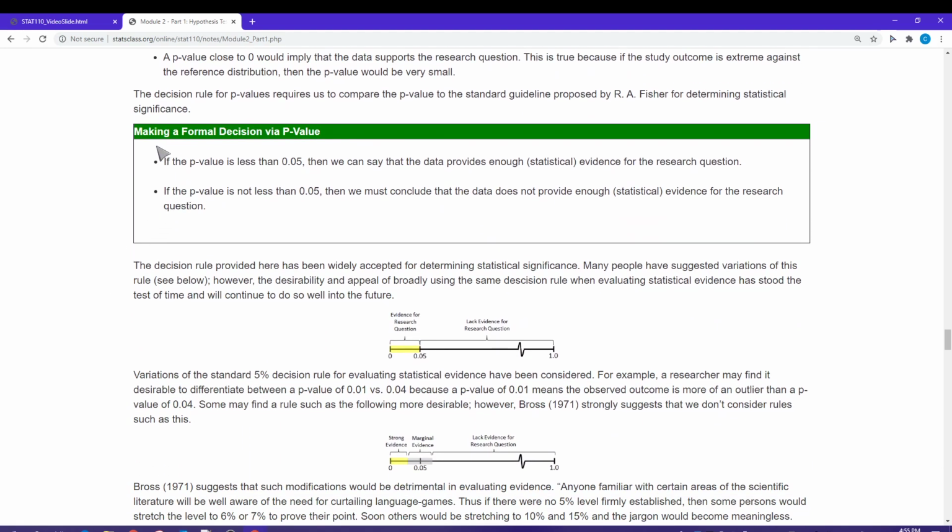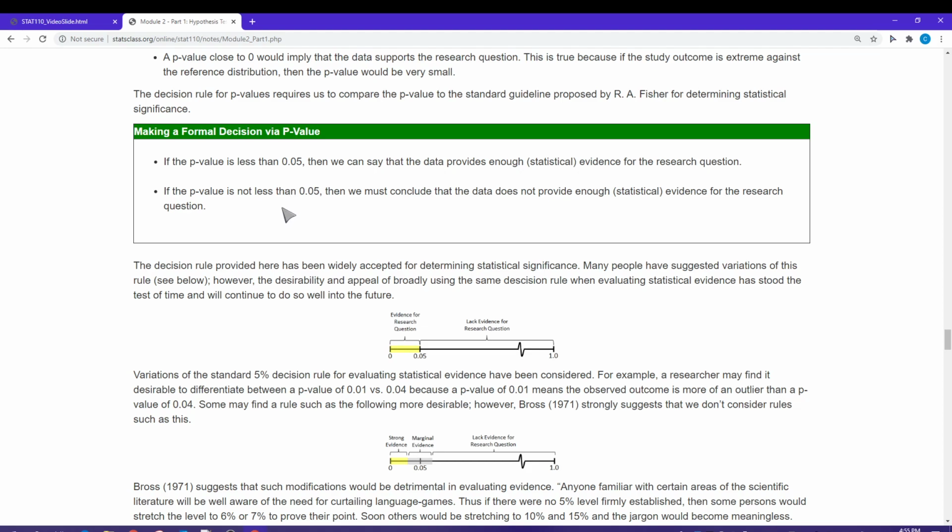How to make a formal decision with a p-value? Well, if the p-value is less than 5%, then we can say that the data provides enough statistical evidence for the research question. If the p-value is not less than 5%, then we must conclude that the data does not provide enough statistical evidence for the research question.